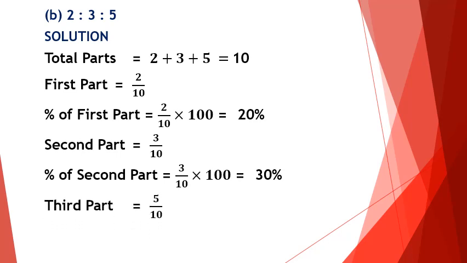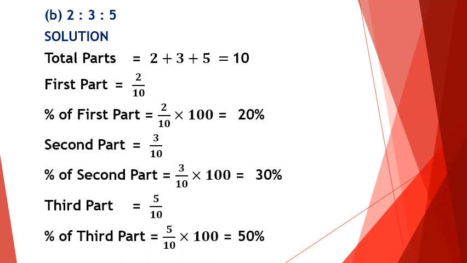What is the third part? 5 upon 10. How to find the percentage? Yes, by multiplying by 100. So 5 upon 10 multiplied by 100. 10 and 100 can be cancelled. In the numerator it becomes 10. So 5 into 10 equal to 50. That is 50%. So children, you should show the cancellation in the sheet.